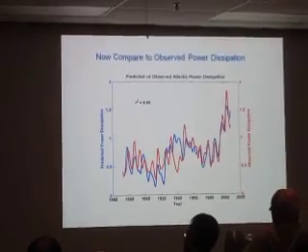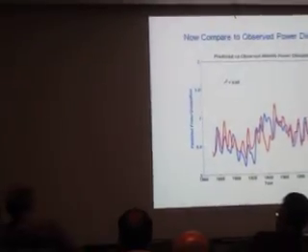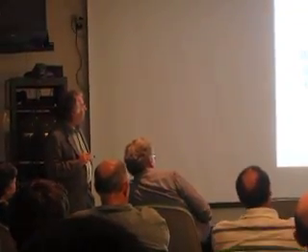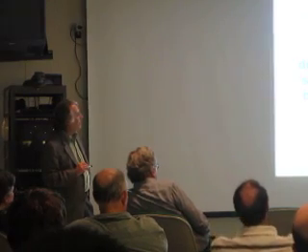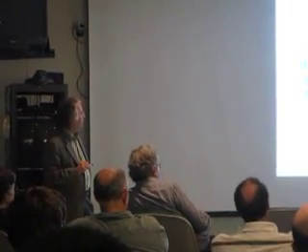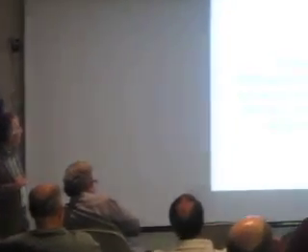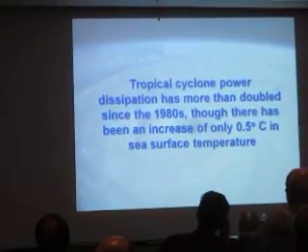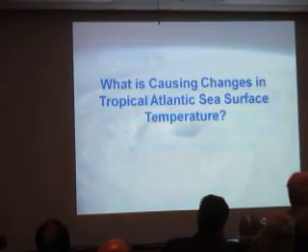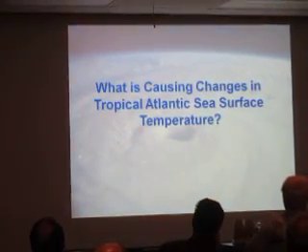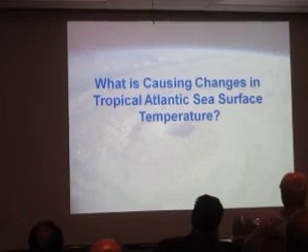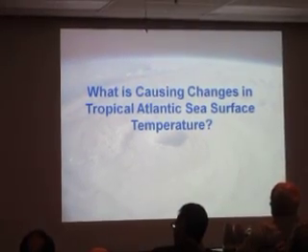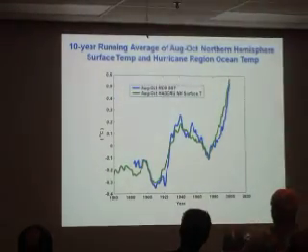We're actually going to come back and talk about what we think we know about the seesaw. So what we discovered looking at the data is this power dissipation has more than doubled since the 80s, even though the sea surface temperature's only gone up half a degree. That's a little bit of a mystery, why that should be so sensitive. What's causing the Atlantic sea surface temperature change is a natural question to ask, the question you asked. What's doing that? Well, we think we know.